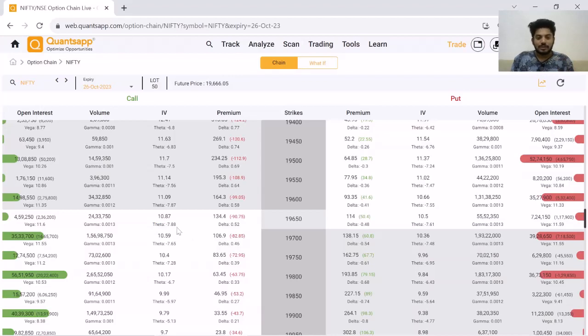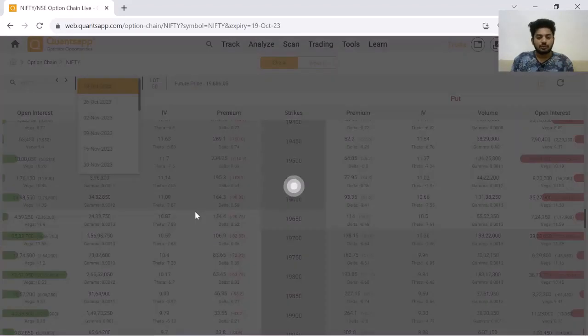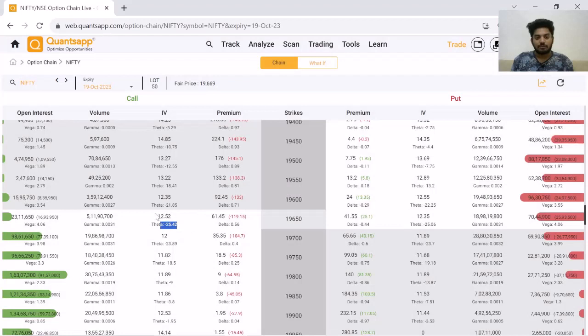Now if you see the theta decay for the far away expiry, which is the 26th October expiry, it is minus 7.88. What does it tell you? It tells you that if you remain in this strategy, 7.88 rupees is what time will take away from this premium. Okay, now if I show you the 19th October expiry, what is the case over here?